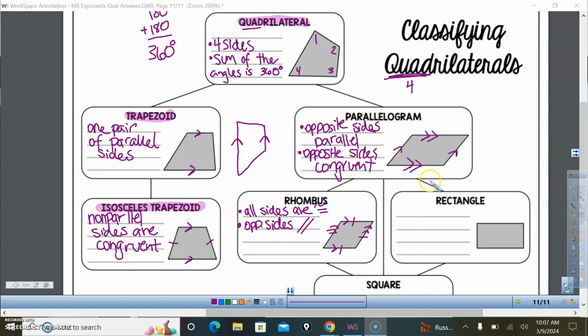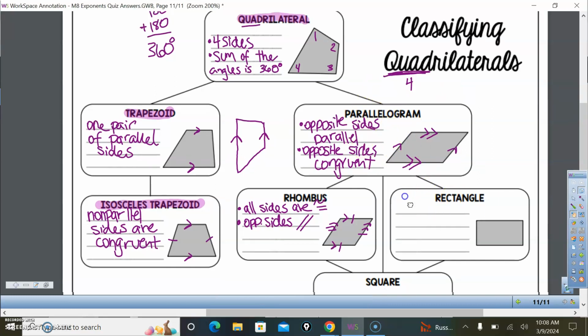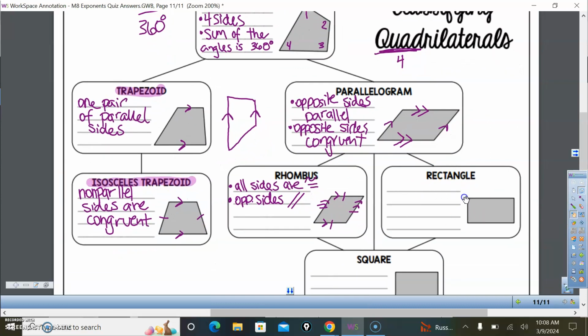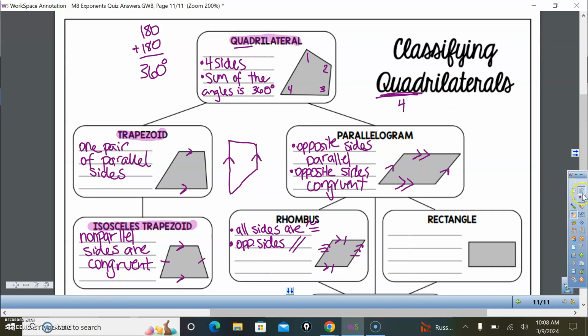Now, a parallelogram could also become more specific and become a rectangle. So with a rectangle, again, it has to meet all the requirements of a parallelogram, it has to meet all the requirements of a quadrilateral, but with a rectangle, all angles are 90 degrees. So a rectangle is required to have 90-degree angles here. So all those angles are 90 degrees.